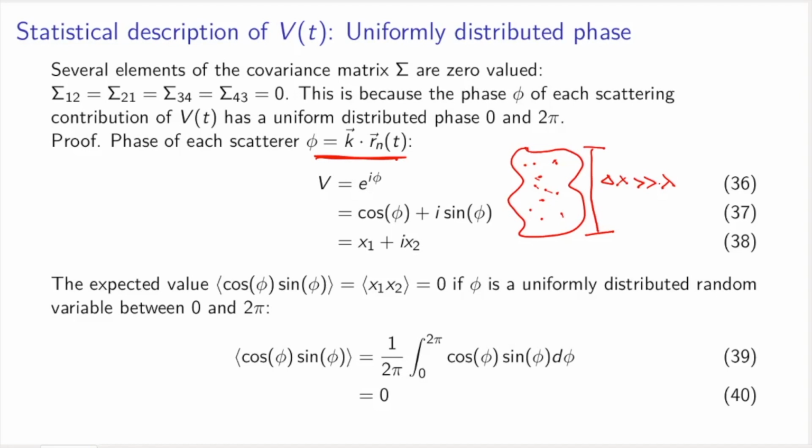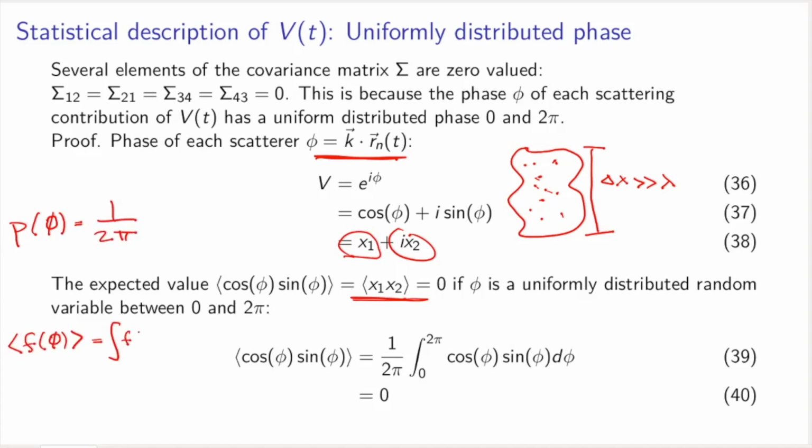We can easily see that even for a single scatter, the expected value of the real and imaginary components of the complex voltage multiplied with one another is 0 mean. We'll only need to assume that the distribution of phase is uniform. We then evaluate the expected value of the function x1 times x2 and obtain 0.